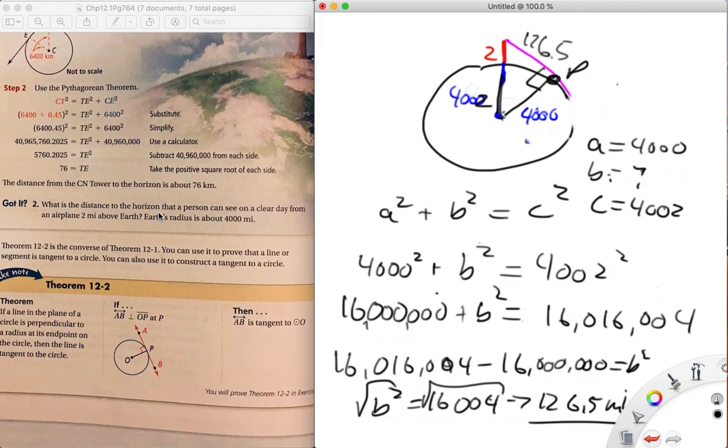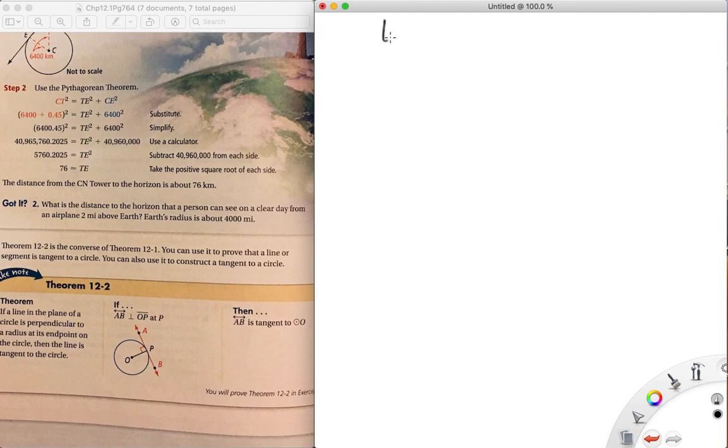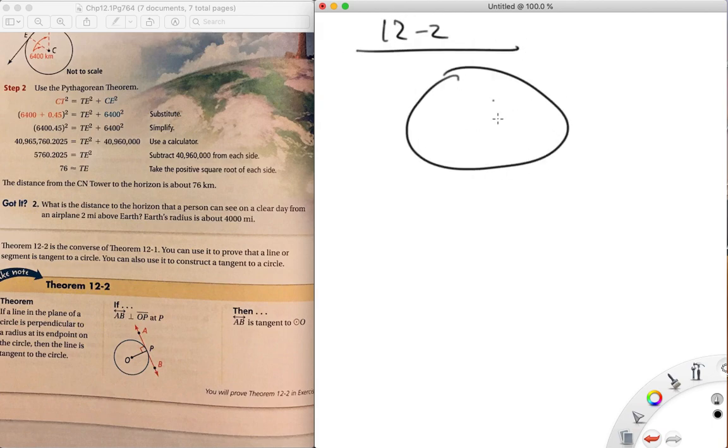Okay. 12.2 is just the converse of 12.1, or the inverse of 12.1. So if we have a circle, point O goes out to P, and again we have another line that's tangent to that, and that line is AB.